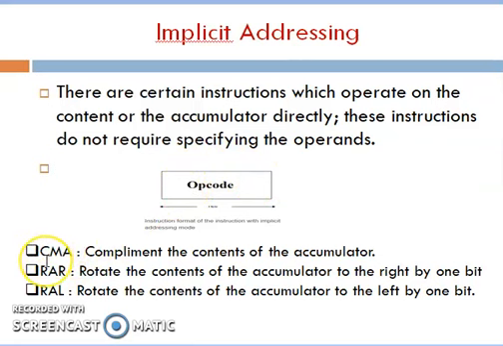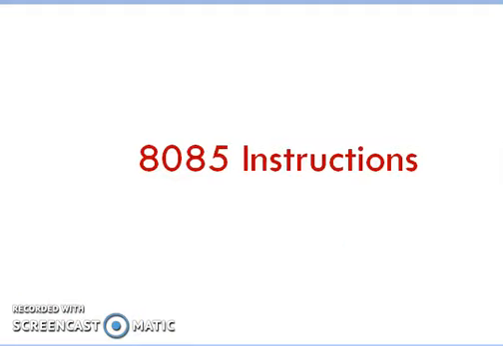For example, CMA, complement the contents of the accumulator. Then RAL, rotate the contents of the accumulator left by 1 bit. RAR, rotate the contents of the accumulator right by 1 bit.